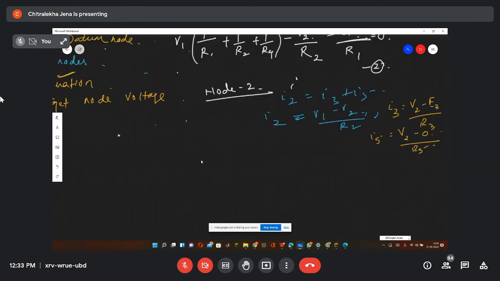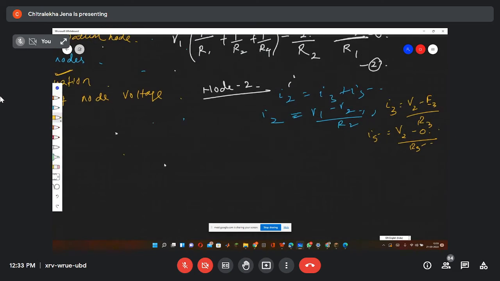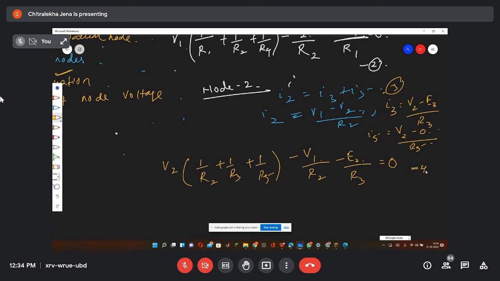Substitute all of you and check whether you are getting this equation: 1 by R2 plus 1 by R3 plus 1 by R5, times V2, minus V1 divided by R2, minus E2 divided by R3 is equal to 0. Take this as equation number 4. After substituting the values of I2, I3 and I5 in equation number 3, check whether you are getting equation number 4. Tell me yes or no. Yes, ma'am.